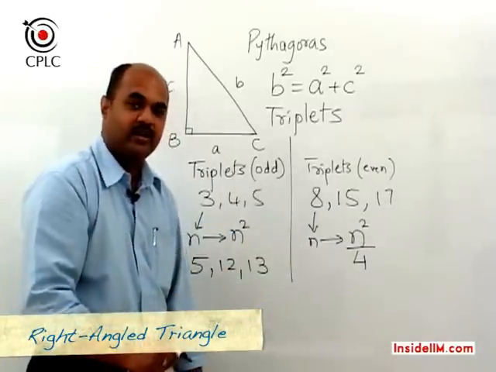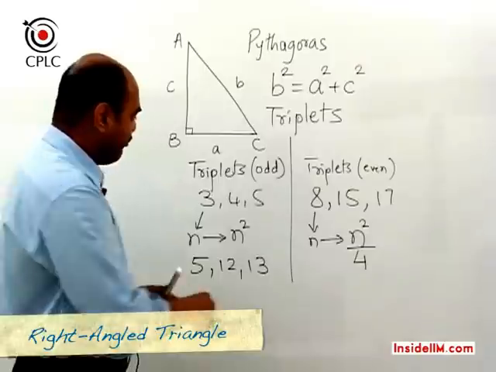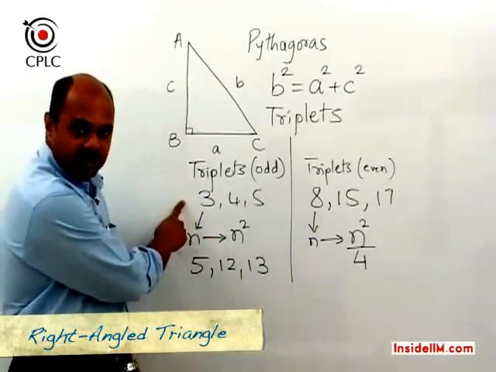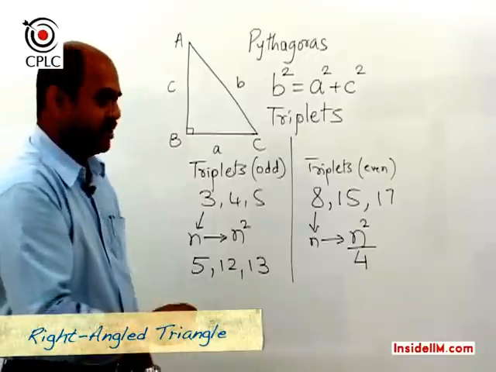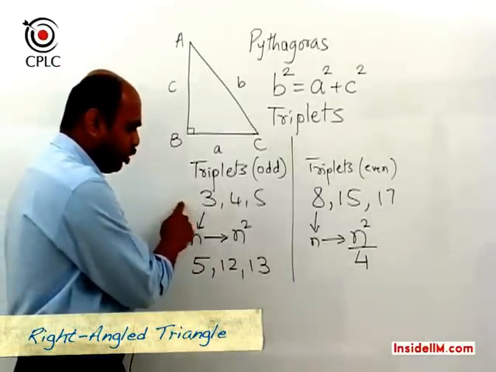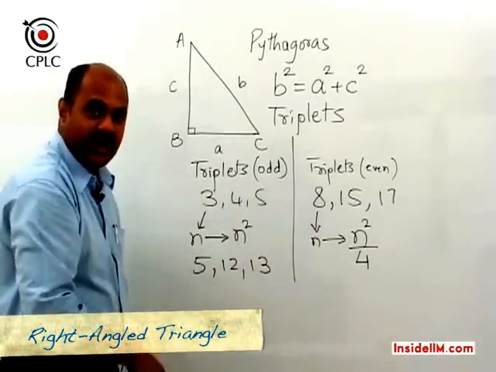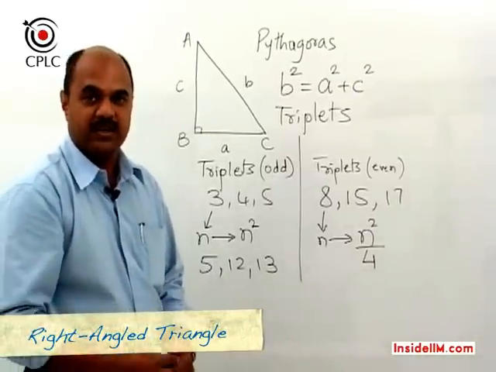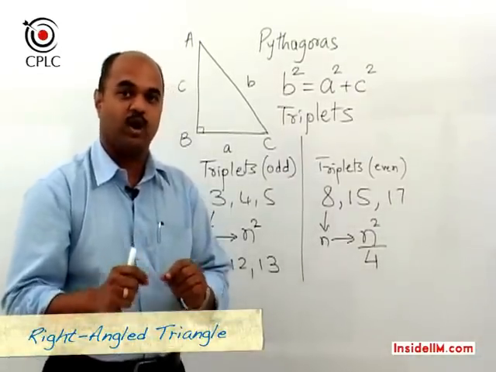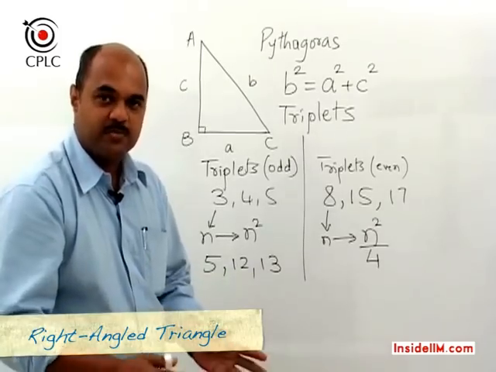Now an important point to note is that if we know 3, 4, 5 is a triplet, then any common multiple of a triplet will also be a triplet. So for example, if I multiply all the values by 2, I would get 6, 8, 10, which will also be a triplet. So a common multiple of a triplet will always be a triplet.